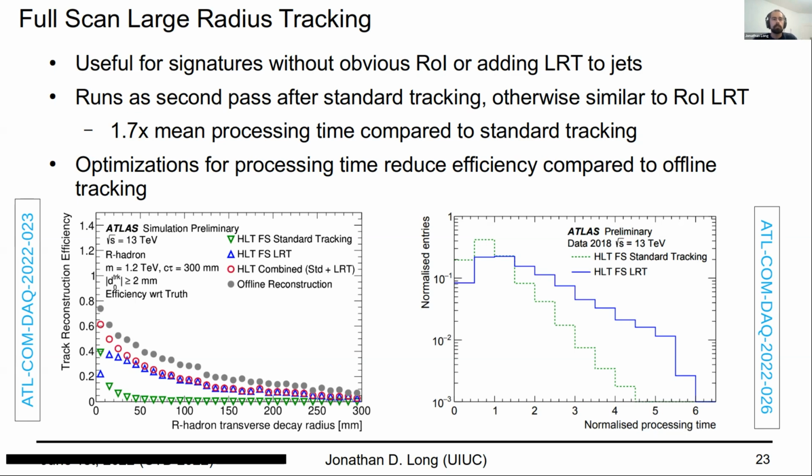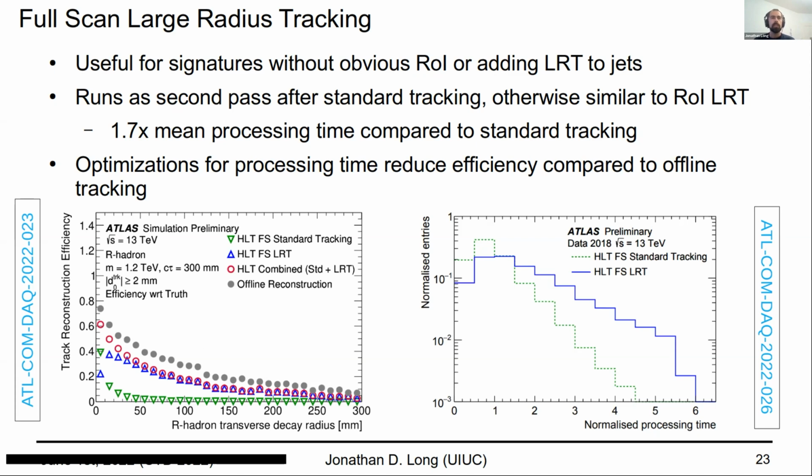And in the lower left here, this is showing the efficiency for an R-hadron decay. So all of the tracks from either a muon or a quark versus their production radius. In gray, this is the offline reconstruction efficiency. And again, comparing in green, the standard tracking, which falls off quite quickly, and then blue, the LRT takes over. And there's a little bit of a difference between the online and offline reconstruction efficiency due to some optimizations that we put in order to speed up the processing time here. So like, for example, which seeds we keep and reject.